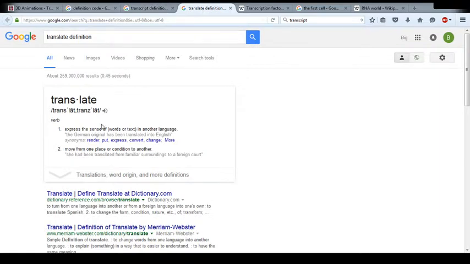Let's see what the definition of translate is, which is the process of translation. Express the sense in words or text in another language. So basically, you can see why the developers of this gene theory use these words because they understand DNA to be a language.